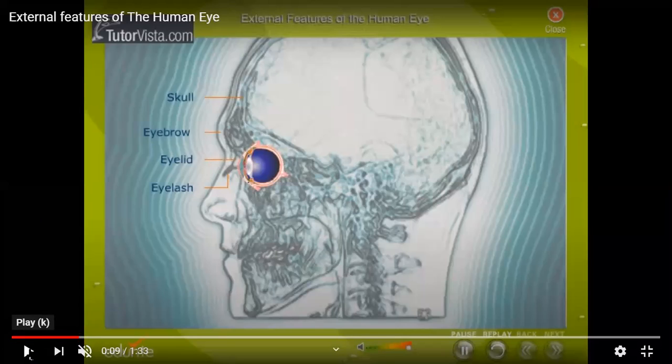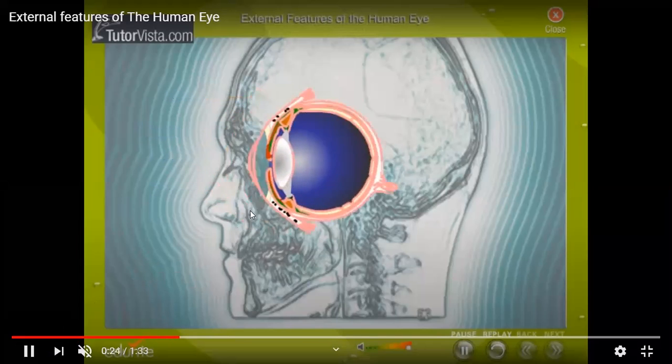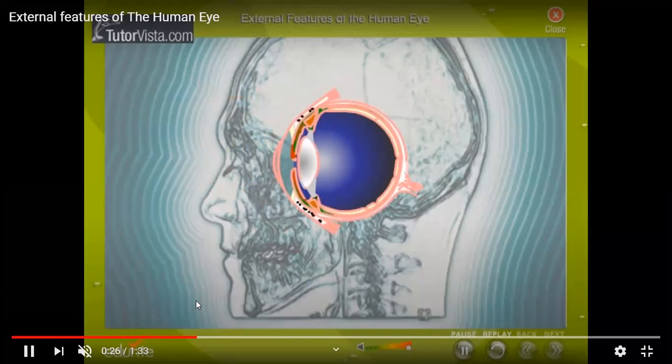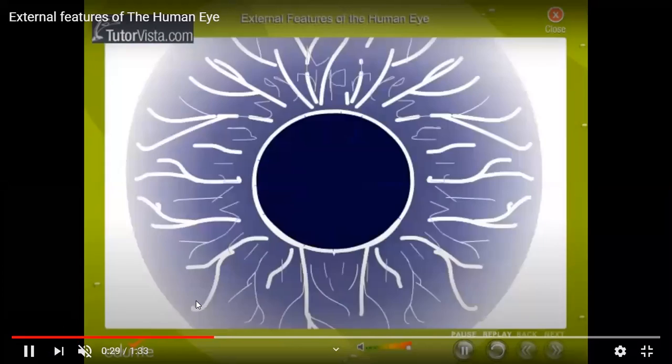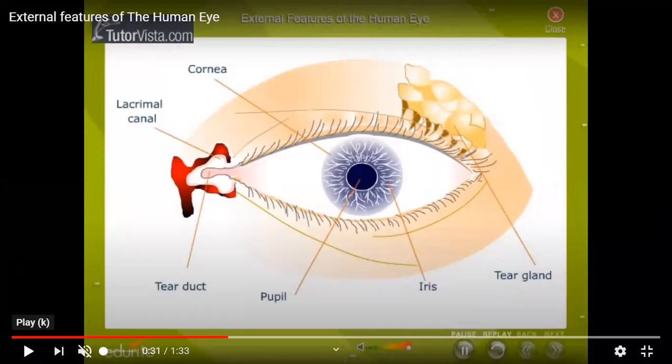So let us go through this. Now we will see this eye is actually covered with this eyelid, eyelashes are there, and if we enlarge this eye, we can see this eyeball specifically. And here, I will just stop it. What I was telling, this is the front portion of the eye which you can see. And here you have a lacrimal canal. You can see over here the lacrimal canal.